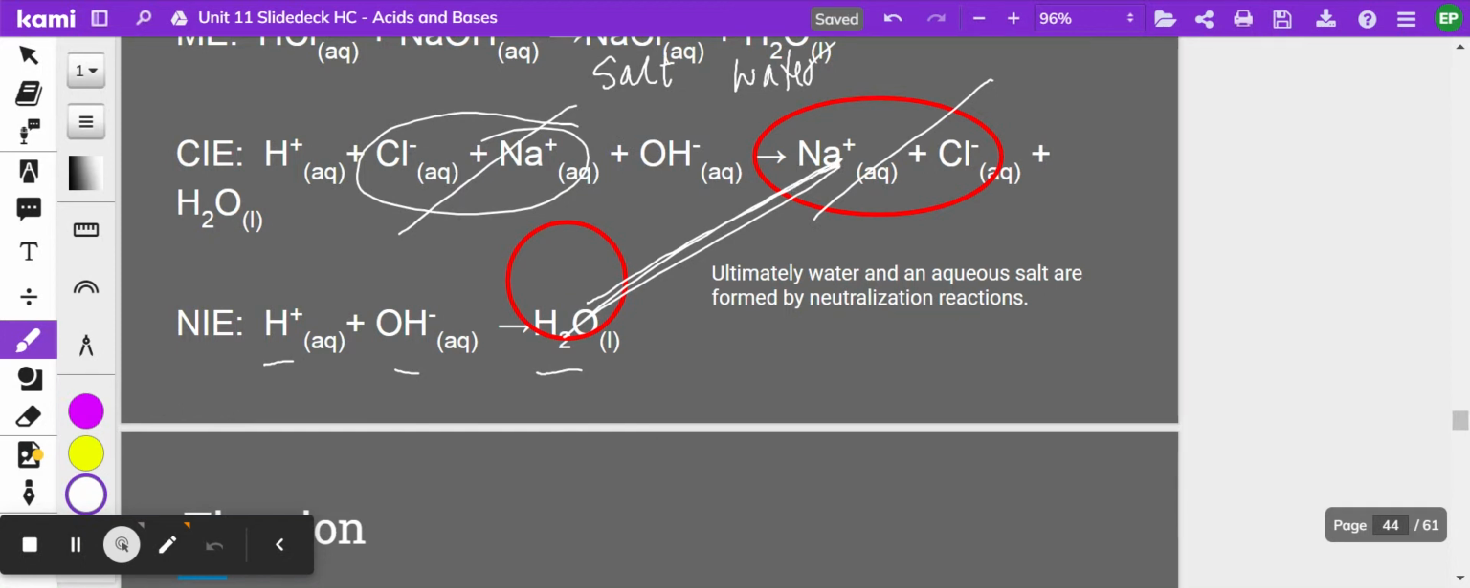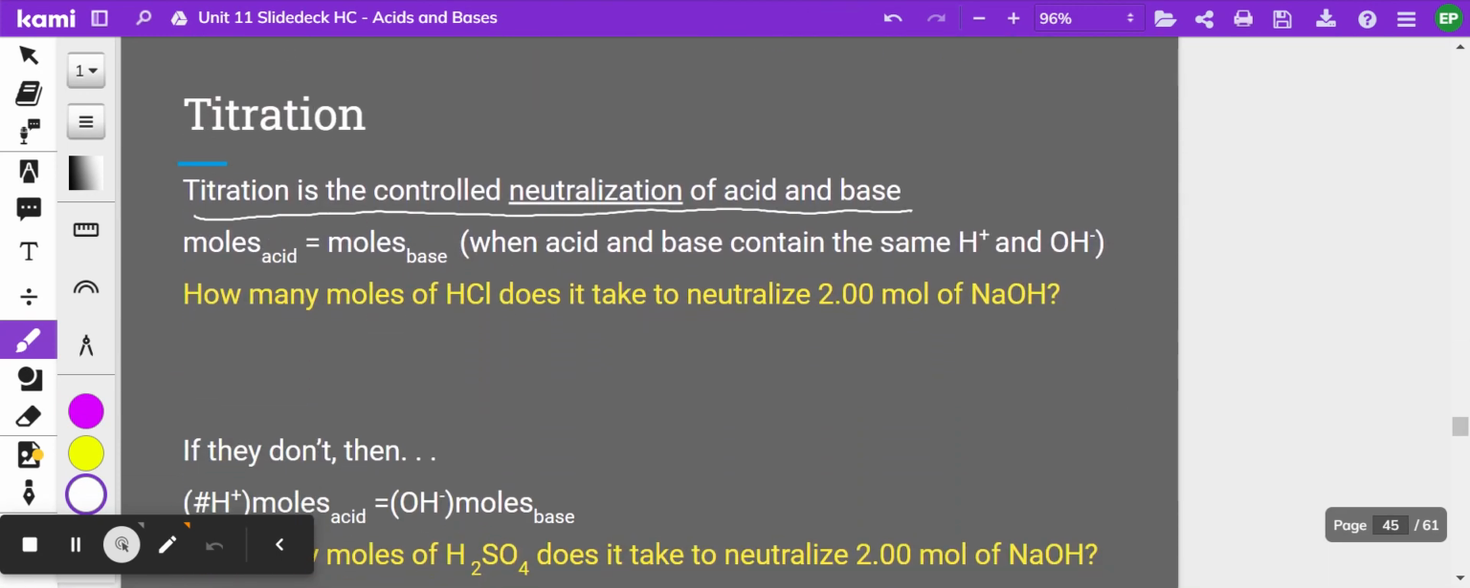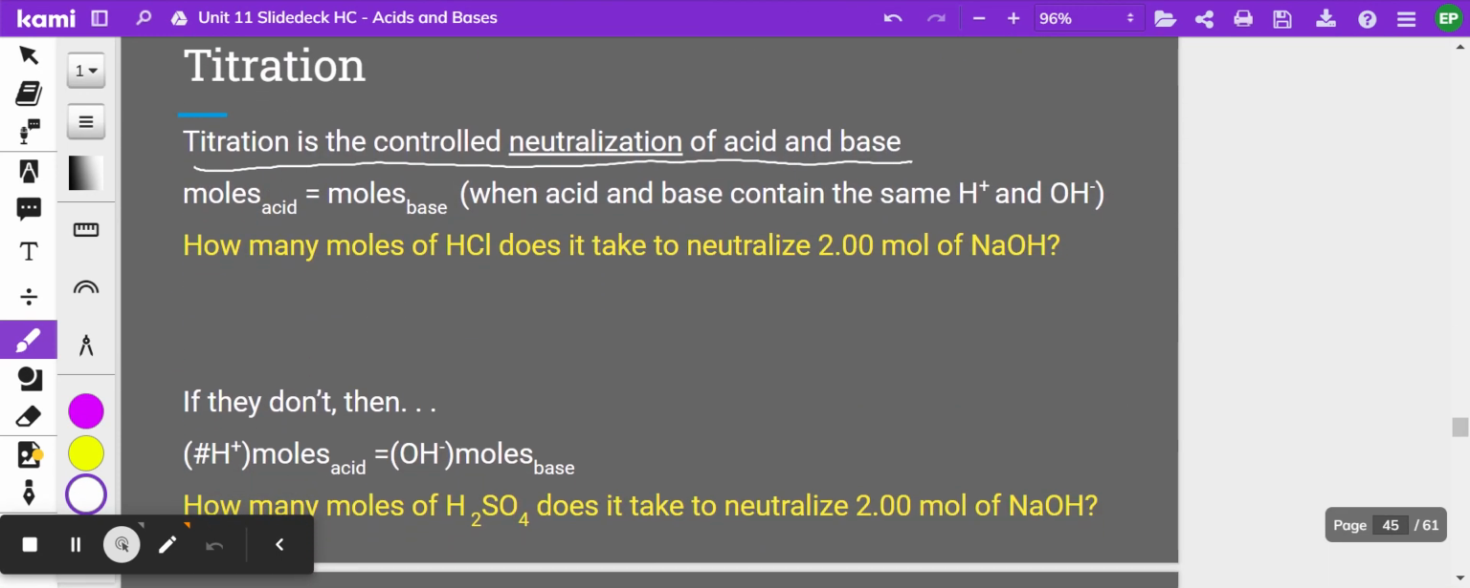And so that is the idea of neutralization. Okay, so a little bit more on titration. Again, it's the controlled neutralization. The equivalence point is going to be when the moles of acid and base are equal. That's only going to be really a true statement when the formulas of the acid and bases contain the same number of H plus and OH hydroxide ions.